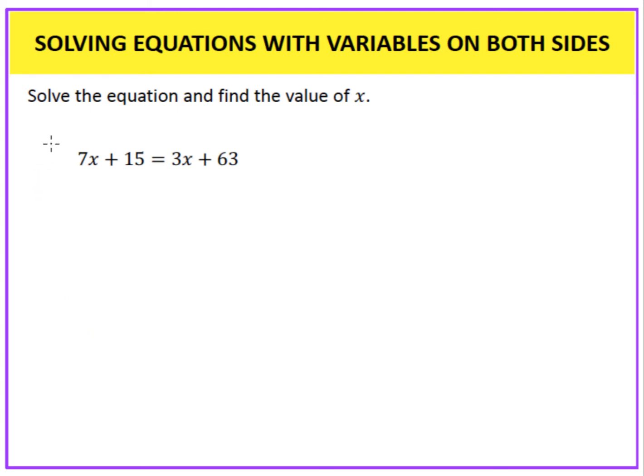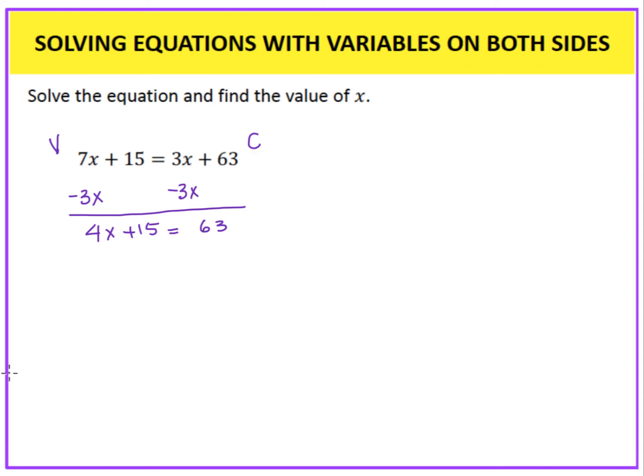So for now, let's decide that this is where you will have your variables and this is where you will have your constants. Now that you have decided that, since you want variables on your left side, you don't really want this 3x on this side, so you want to get rid of it. So the way you get rid of it is you do minus 3x, and since you're taking away 3x from this side, you need to take away 3x even from this side. And so what you're left with is 4x plus 15 on your left side, and on the right side you have just 63.